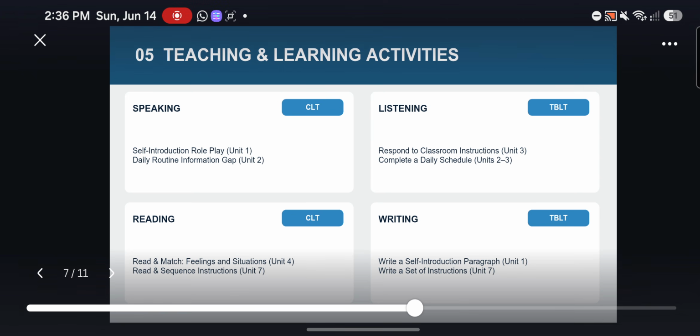For writing, students write a self-introduction paragraph with a guidance frame for those who need support. They also write a set of instructions and get feedback from a classmate. The key principle here is that every activity has a real purpose and real outcome. Students are not just practicing language, they are using it.